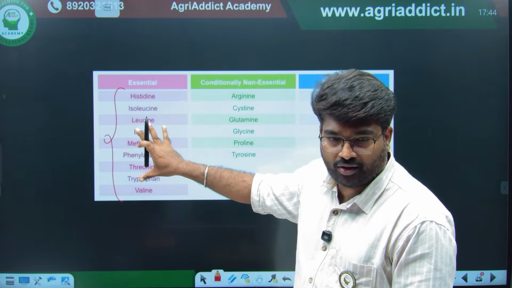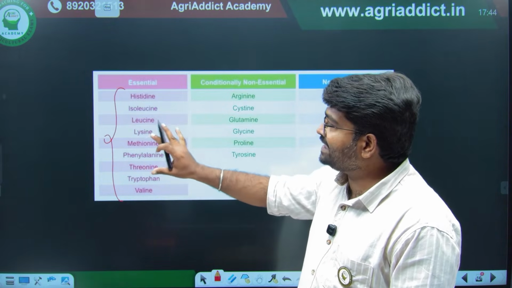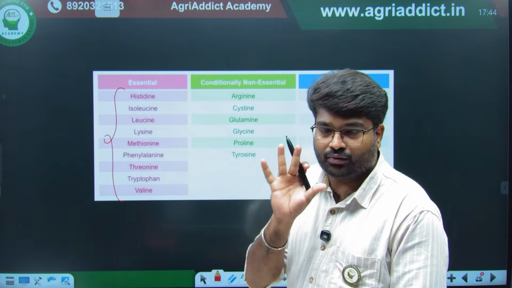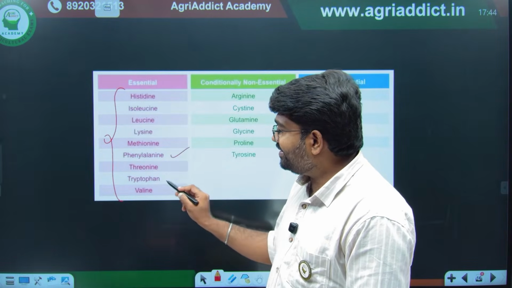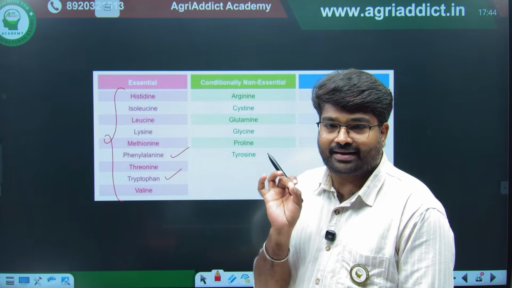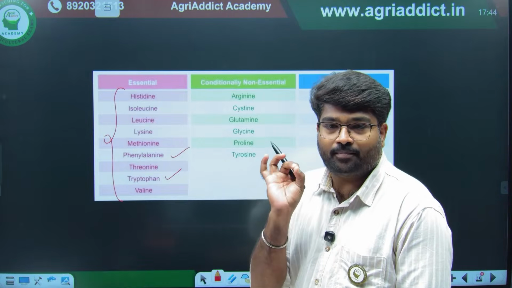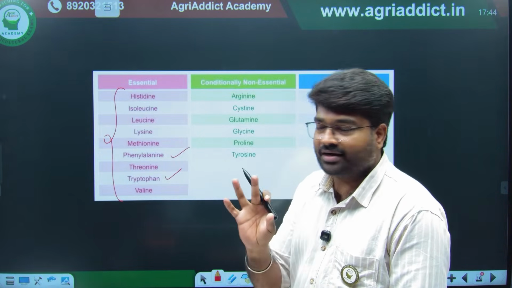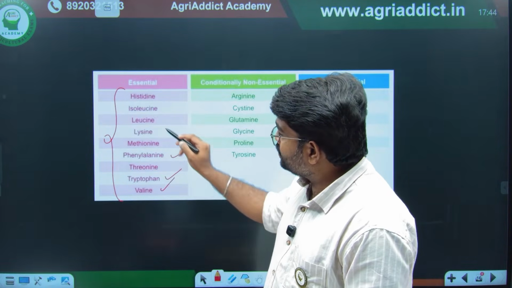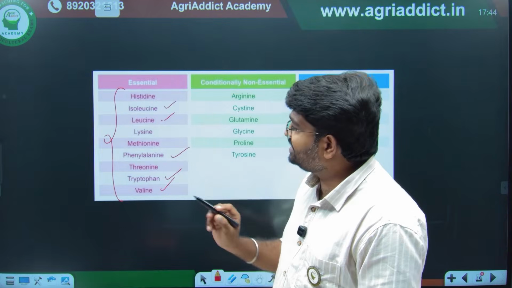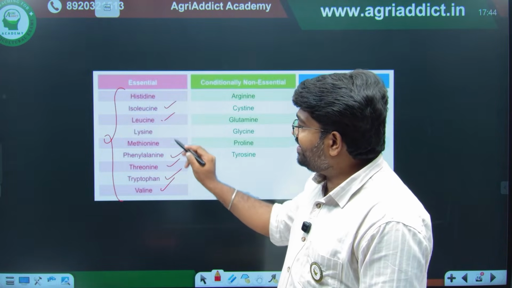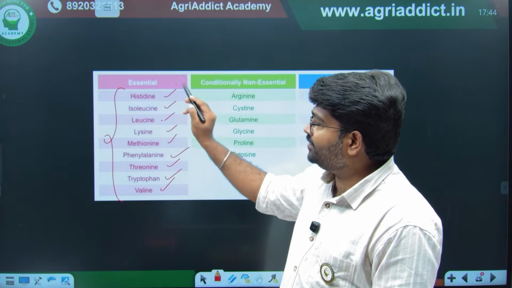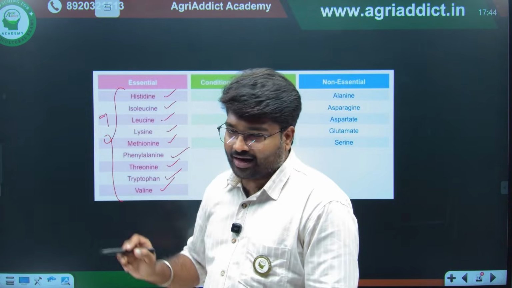From here surely you will get a question. For examples of essential amino acids, first remember the aromatic amino acids, phenylalanine and tryptophan, which are critical examples. Apart from that, the branched chain amino acids, I already told you, valine, leucine, isoleucine, these three are highly important. Then threonine, lysine, methionine and histidine. Total 9 essential amino acids are there.